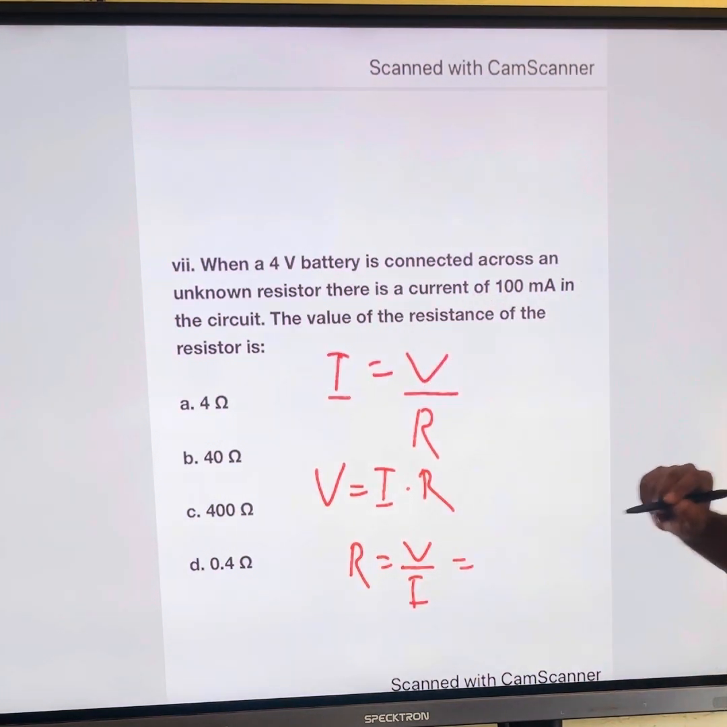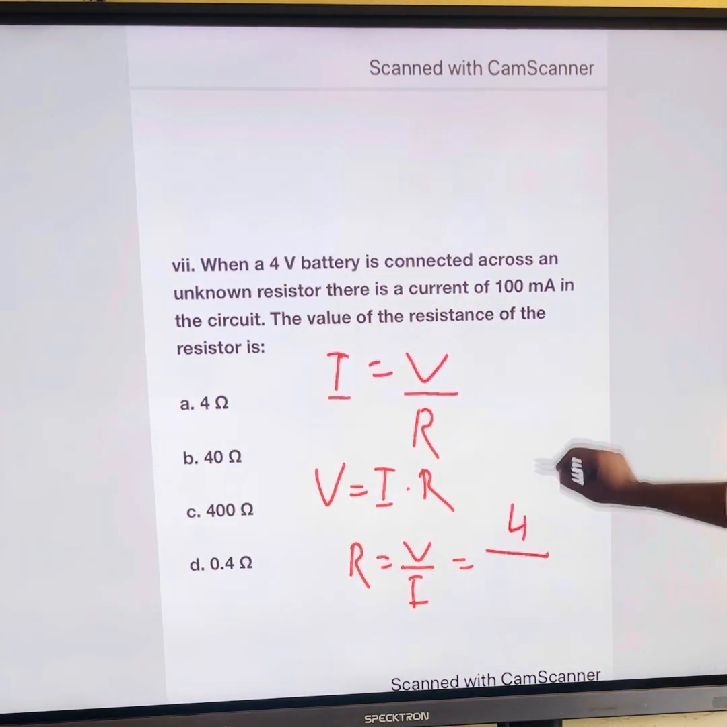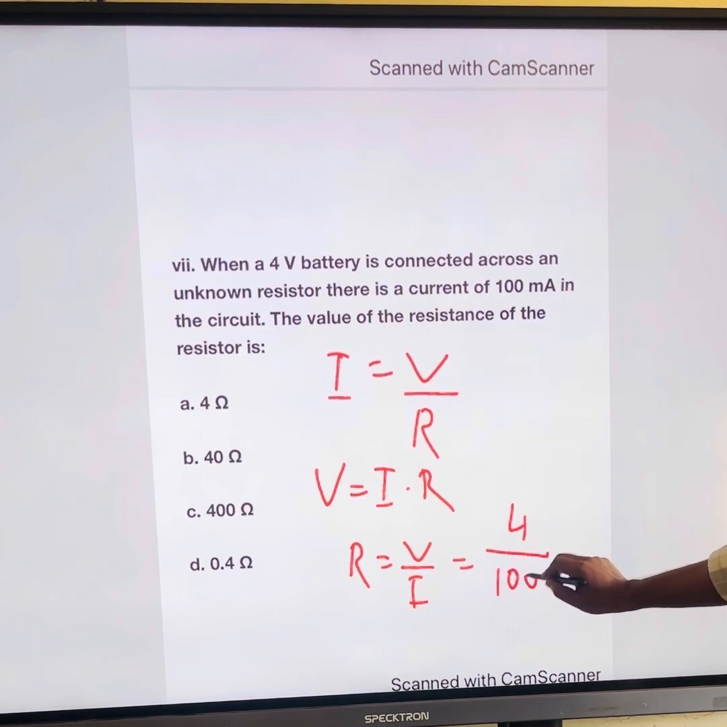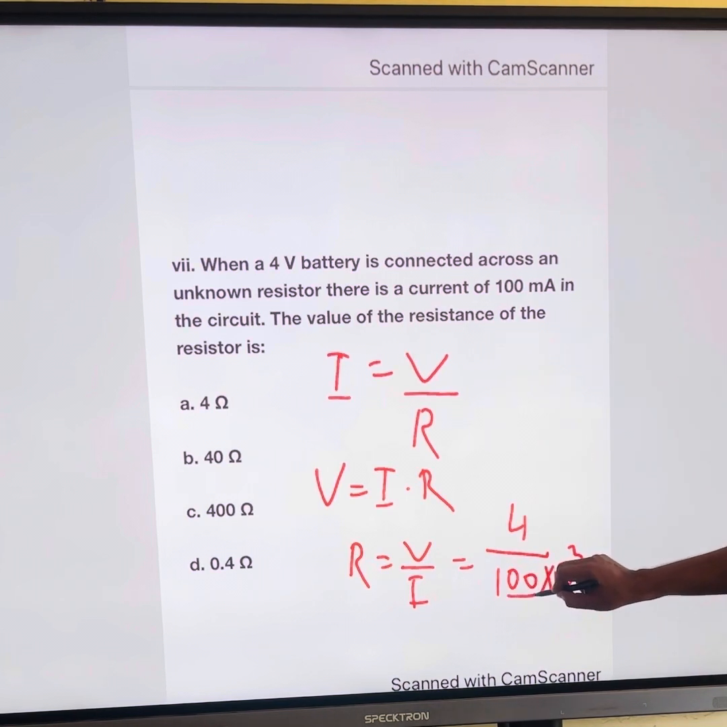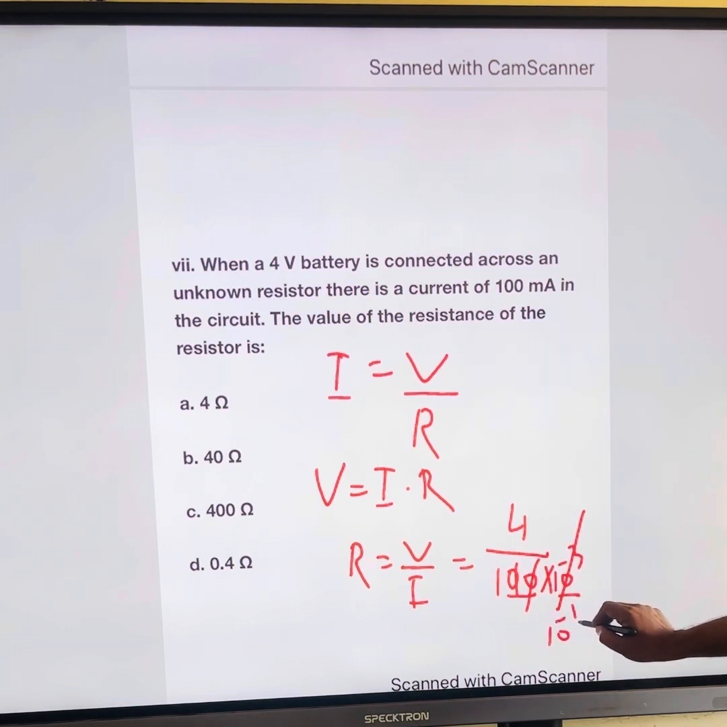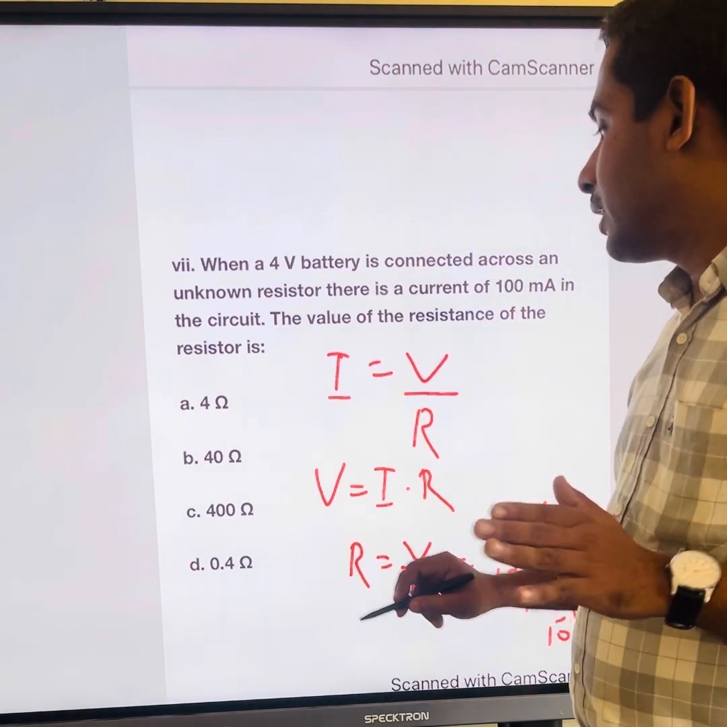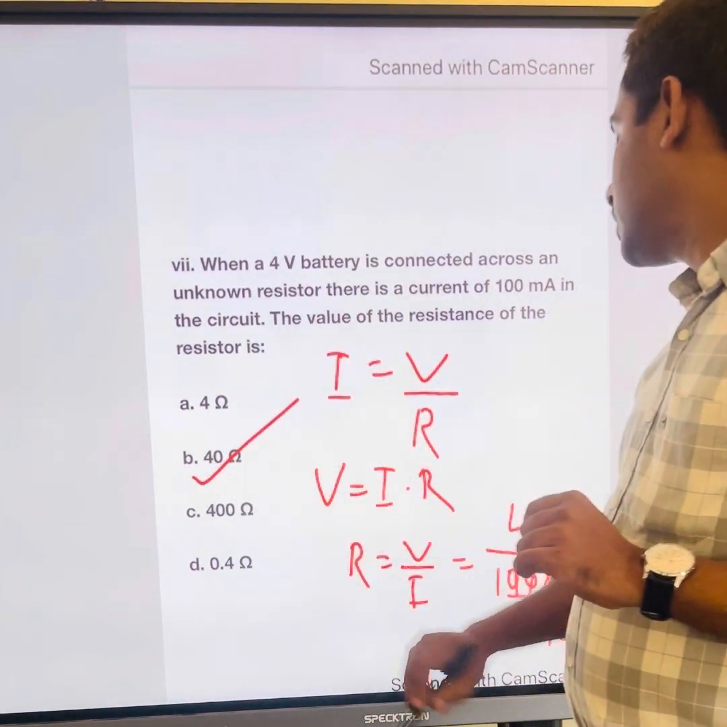Current, they gave as 100 milliampere, that means 100 into 10 to the minus 3. Already here 2 zeros we have, here minus 3, so minus 3 and plus 2 will give 10 to the minus 1, that will come upside, that means 4 into 10. So the answer will be 40 ohm.